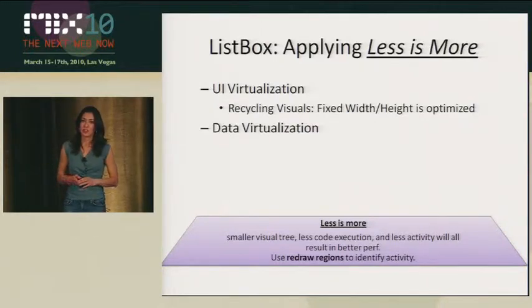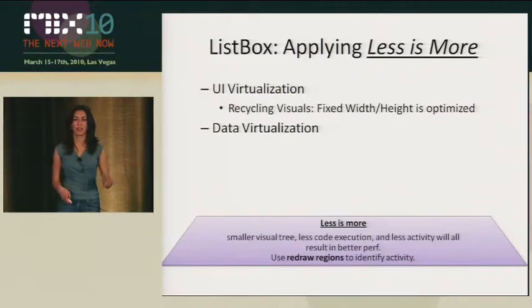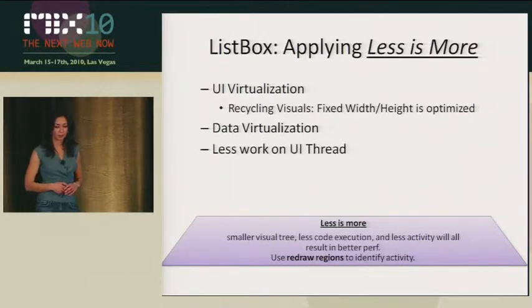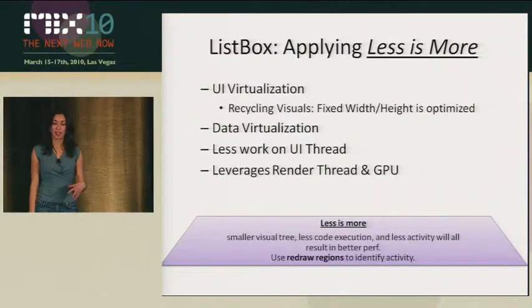I don't use data virtualization here, but this is a concept that you can actually leverage. If you have your data collection on the server, you don't want to download it immediately, or if you have it in isolated storage, you can just upload only the 50 items that you need at any point in time. We're going to leverage the threading model. On the list box, when you do the flick, we're going to be doing the work not on the UI thread, which is supposed to be saved for input, but instead leveraging the render thread and the GPU.